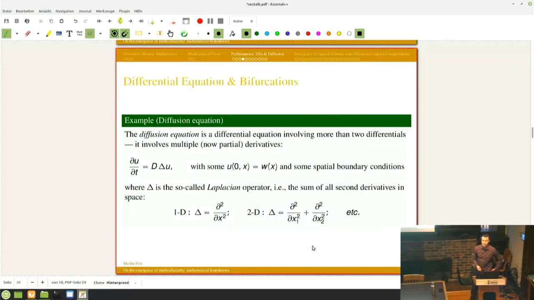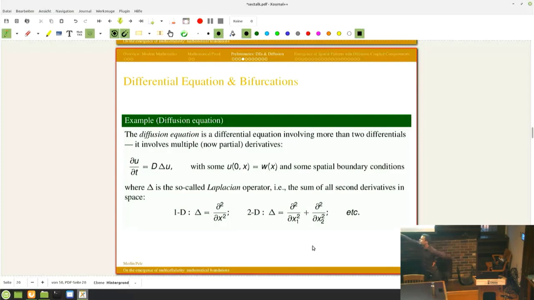Okay. Now, a partial differential equation is a differential equation involving more than one differential. Right? So now the function is going to be a function of more than one variable. Again, it has an initial condition, and now it needs boundary conditions. Otherwise, you cannot solve for this function. Now this triangle is a second derivative everywhere in space, summed.